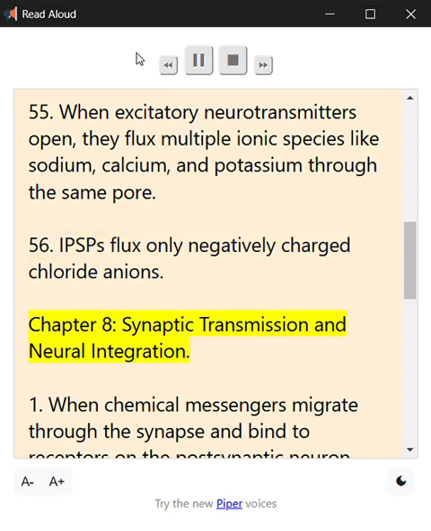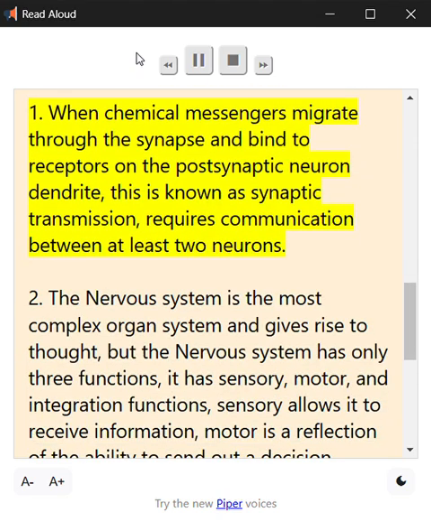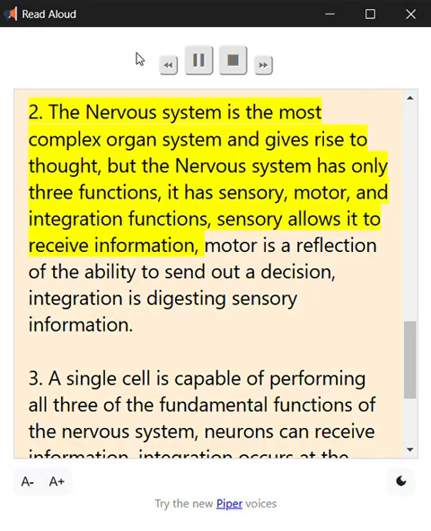Chapter 8. Synaptic Transmission and Neural Integration. 1. When chemical messengers migrate through the synapse and bind to receptors on the postsynaptic neuron dendrite, this is known as synaptic transmission, requires communication between at least two neurons. 2. The nervous system is the most complex organ system and gives rise to thought, but the nervous system has only three functions. It has sensory, motor, and integration functions.